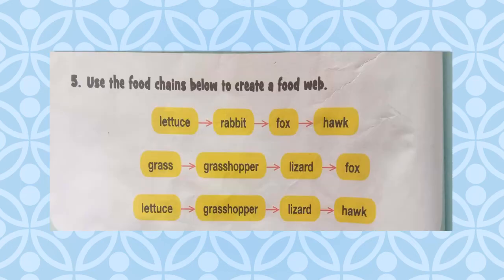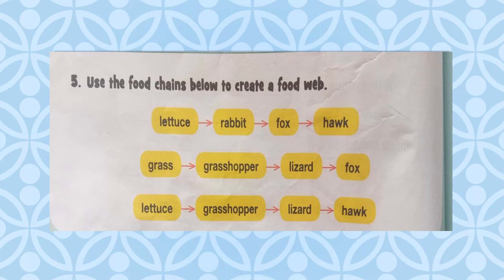Okay, dear students, now open up your book, page number 54. It's question number 5. Use the food chains below to create a food web. You have to draw a food web on your notebooks. Try to keep this thing in your mind, which I have already told you, that a food web is a type of link between so many food chains.